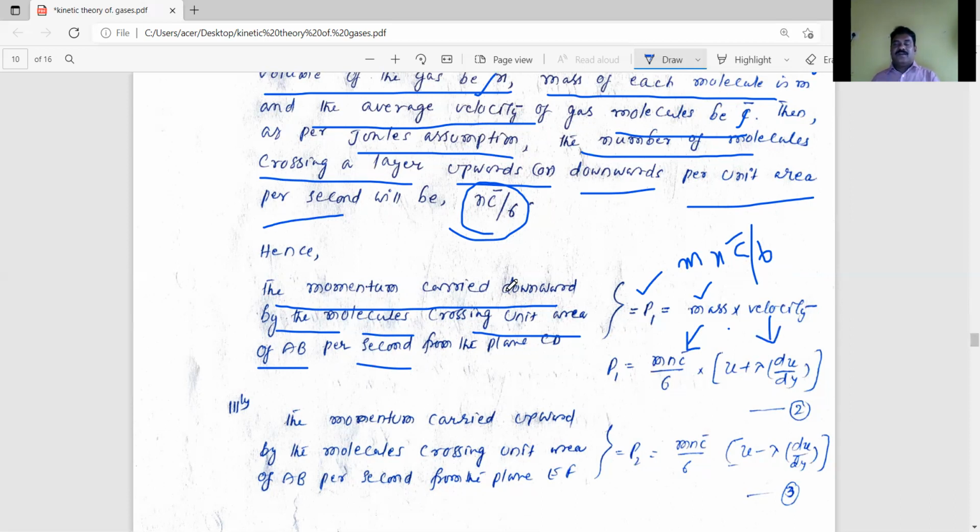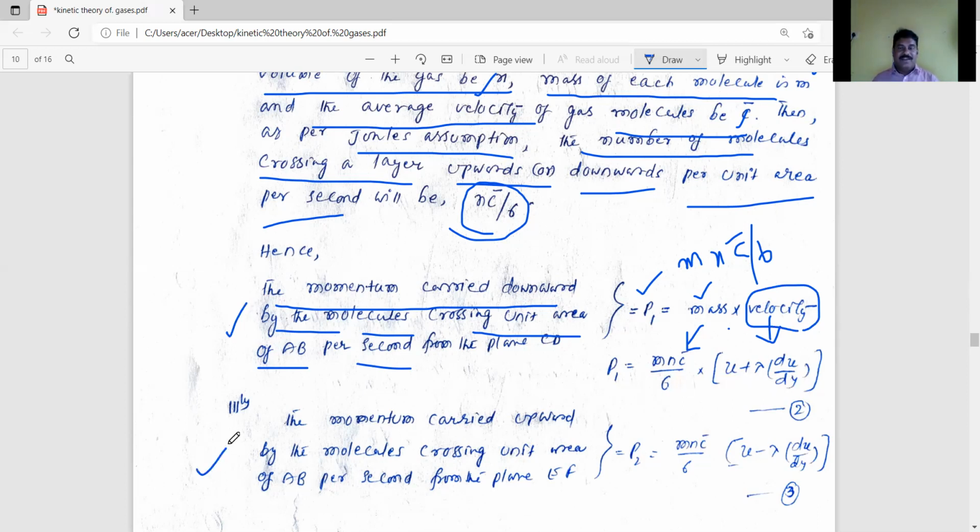As we are writing about the momentum in the downward direction from the high velocity layer to the lower velocity layer, these molecules have high velocity. What is the velocity? u plus lambda du by dy. So, first of all, I have written that the momentum carried in the downward direction from CD to AB layer per unit area per second will be P1 equal to mass into velocity, that means m n c bar by 6 into u plus lambda du by dy.